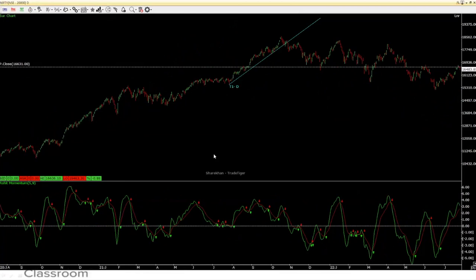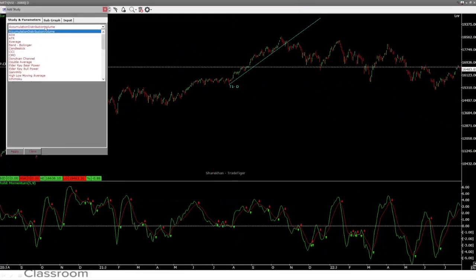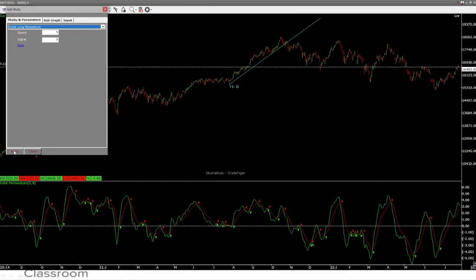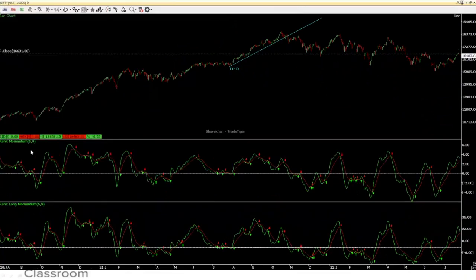So for example, if I'm trading the long side, I use what is known as the Rohit long momentum. Okay, so when I plot this, what tends to happen is that sometimes the sell signal is a day or so ahead of the Rohit momentum indicator. Okay, so sometimes it will actually give you a 1 day early exit, and that is why if I'm trading the bullish side of the market, I actually like to use the long momentum versus the short momentum.